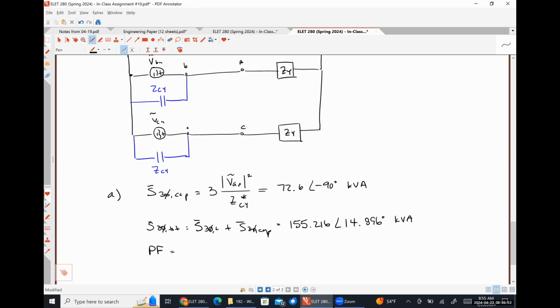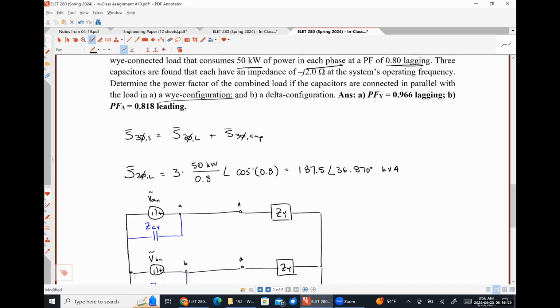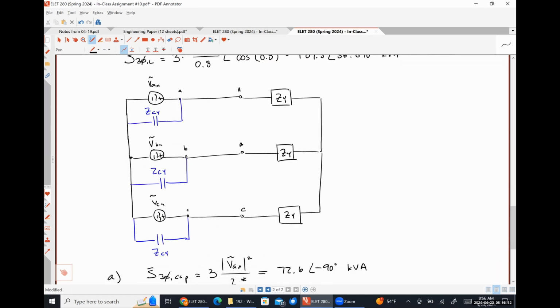What's the power factor of my combined load? Cosine of the angle, right? So cosine 14.896 degrees, or 0.966, leading or lagging? Lagging. See if that checks out. Seems legit. Okay.